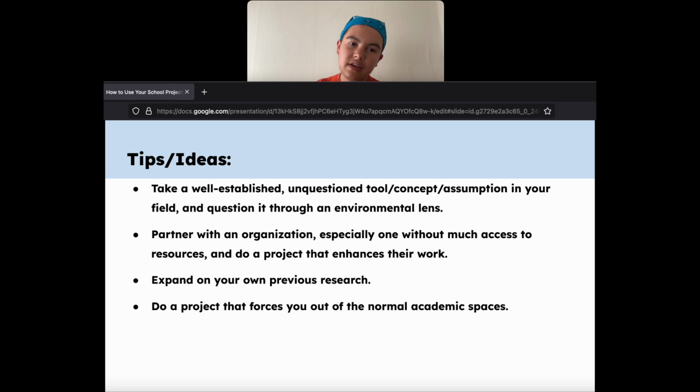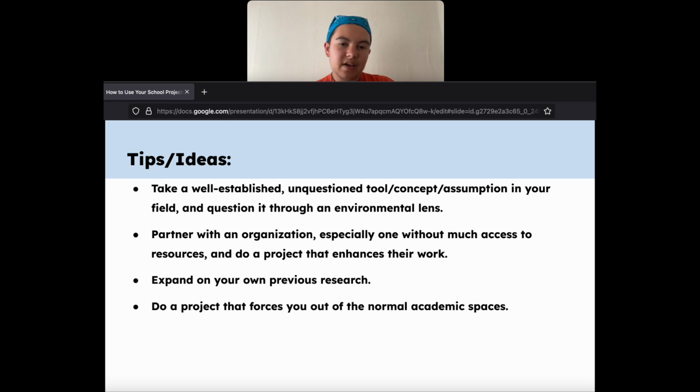Another idea is to partner with an organization, especially one without much access to resources, and do a project that enhances their work. If you're in a college and university, you usually have access to this free time, this funding that maybe other people don't have. If you can lend that to them, it can make that group stronger.